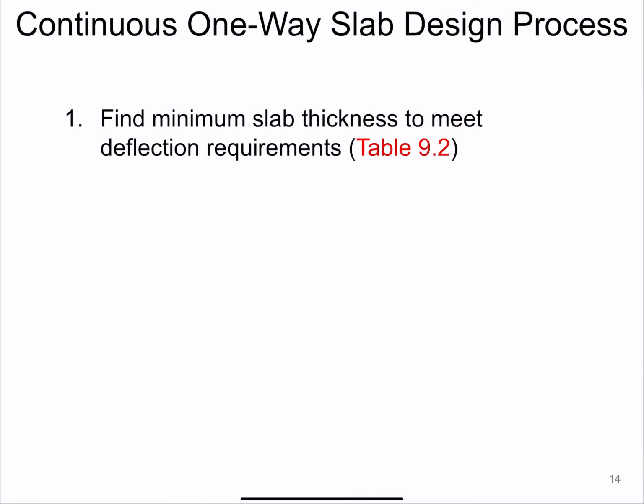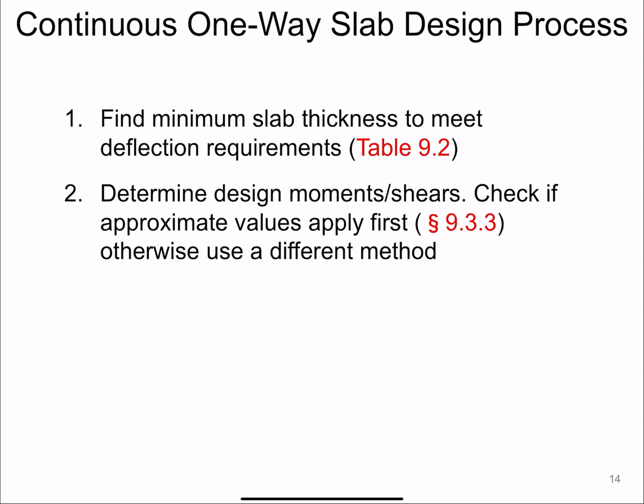So the first step is to find the minimum slab thickness to meet deflection requirements, and we know that if we follow what table 9.2 says, we don't have to worry about deflections. Although that's likely to change in new versions of the code, we don't have to worry about that now. The second step is to find the design moments and shears.